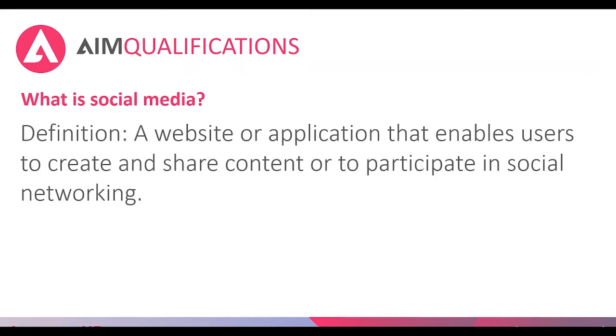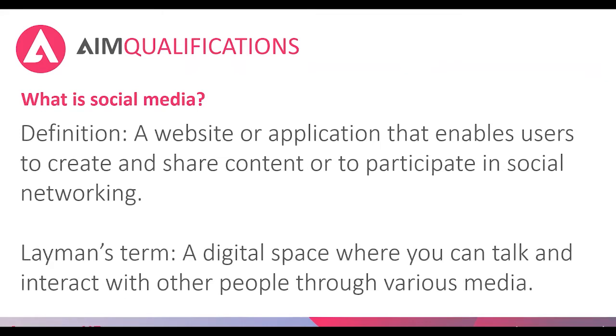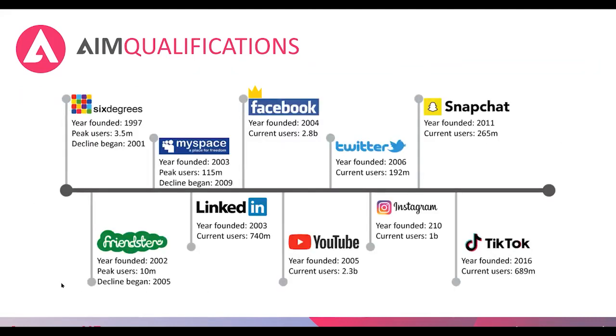But the official definition for social media is a website or application that enables users to create and share content or to participate in social networking, or in layman's terms, a digital space where you can talk and interact with other people through various media. So before I give you a description of when to use social media and how to use social media, we're just going to go through a quick timeline on social media.